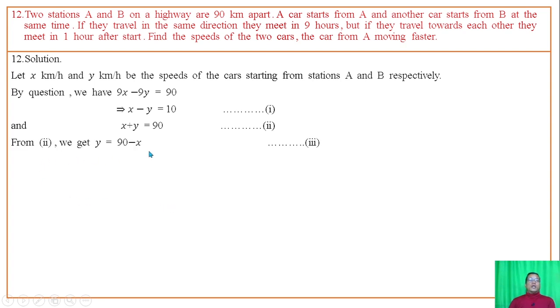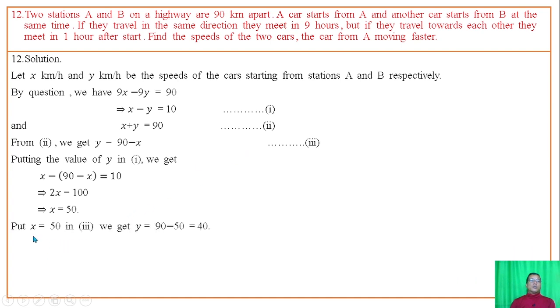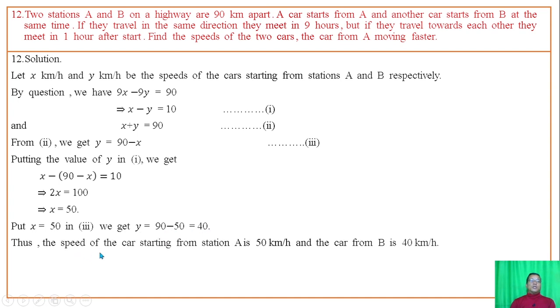From equation 2 we get y equal to 90 minus x, which is equation 3. Putting the value of y in equation 1 we get x minus (90 minus x) equal to 10. Solving, we get x equal to 50. Put x equal to 50 in equation 3, we get y equal to 90 minus 50 equal to 40. Thus, the speed of the car starting from station A is 50 km/h and the car from B is 40 km/h.